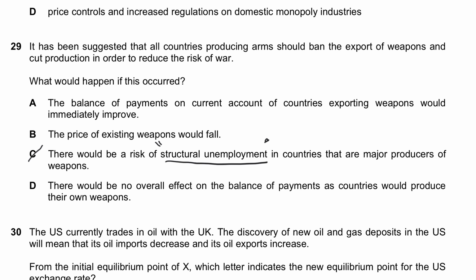B says the price of existing weapons would fall. And the answer is that existing weapons are already sold, so maybe we may not be able to say that would happen. But it could also be possible, if the supply is going down because production is affected, one would argue that probably the price of existing weapons may actually rise. Hence, C is the right answer.